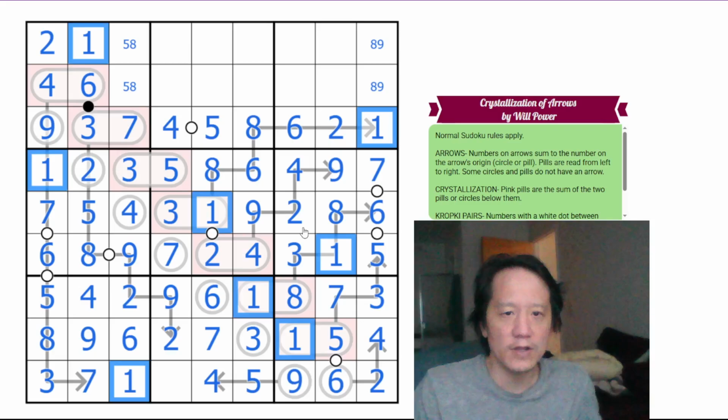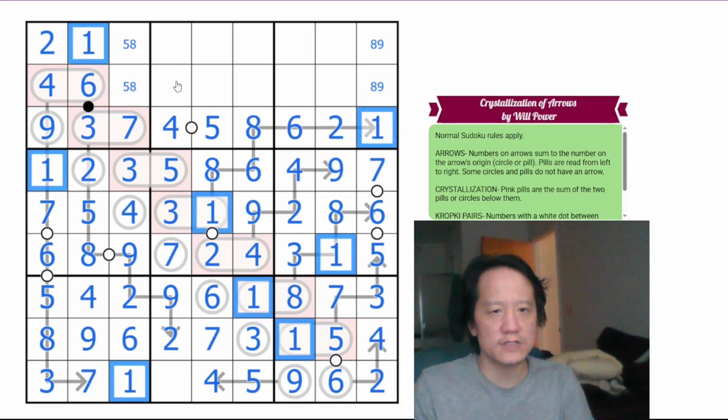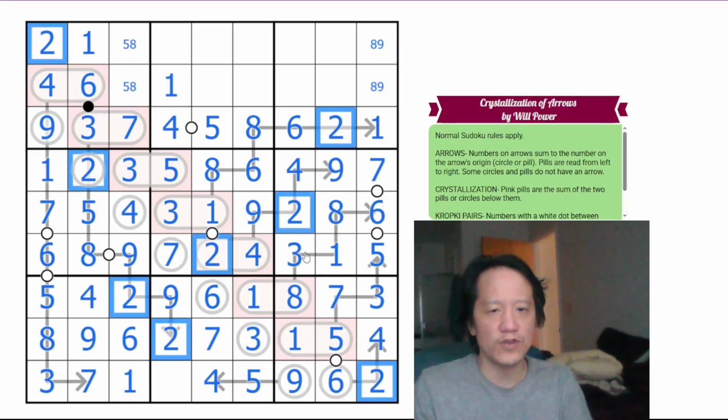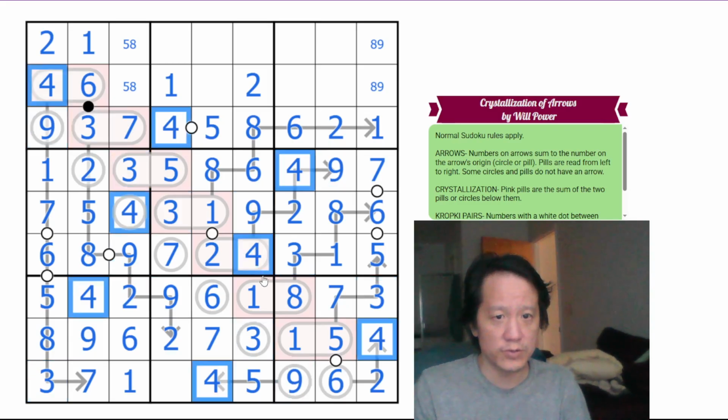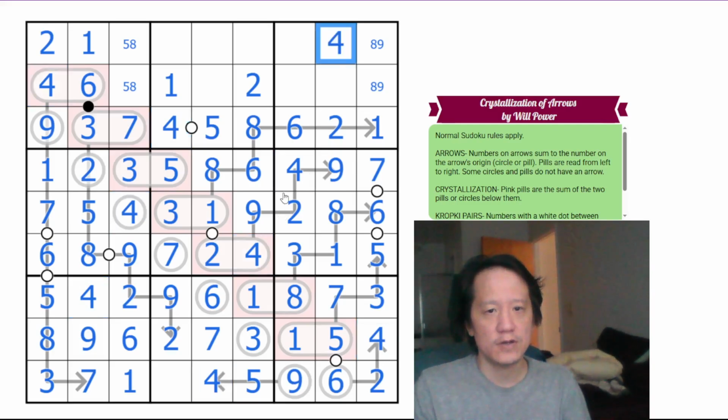And we have 8 1s, so we know where the last one has to be. It has to be here. Do we have 8 2s? We do have 8 2s. We know where the last 2 has to be. It has to be here. 3s, we have 7 3s, and we don't have that many restrictions, so we don't know where that is. We have 8 4s. We know where the last 4 has to be. It has to be here.